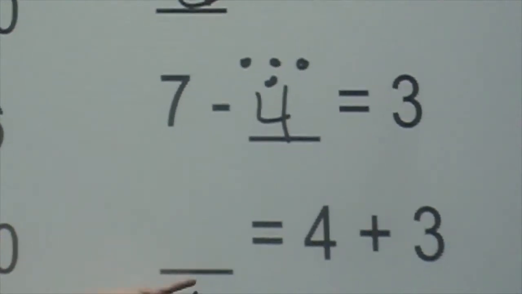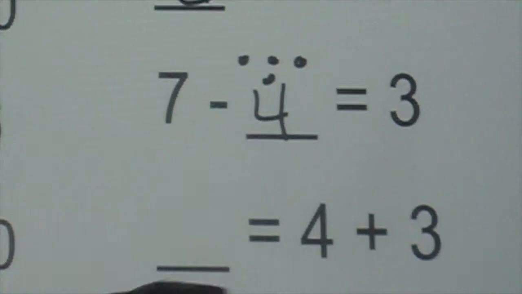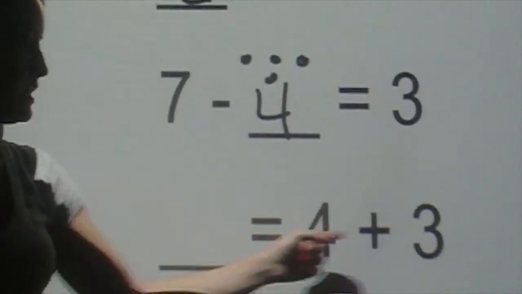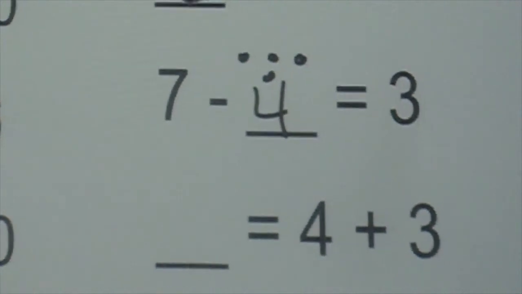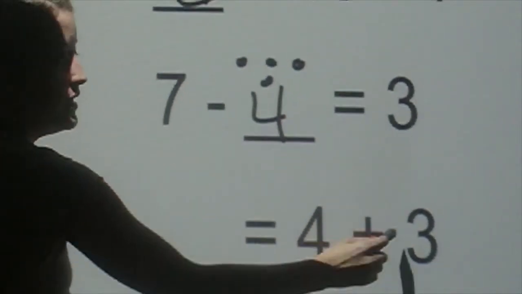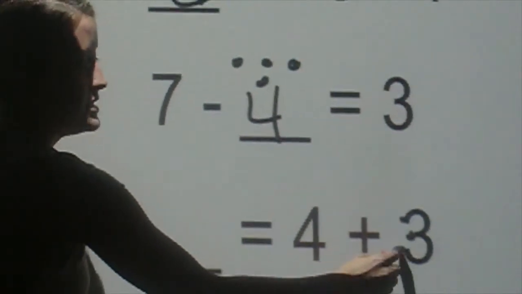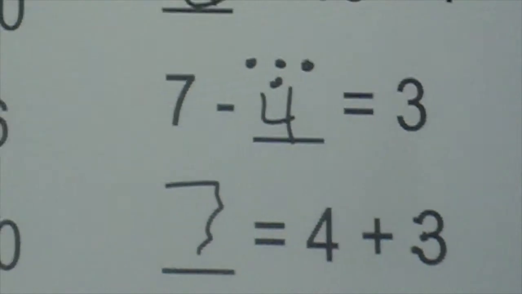And our last one kind of looks like the one we did up top. We're solving for an addition problem that says 4 plus 3 equals something. It's just flipped around, so don't let that confuse you. Let's add up the parts that we know. 4, 5, 6, 7. 4 plus 3 equals 7.